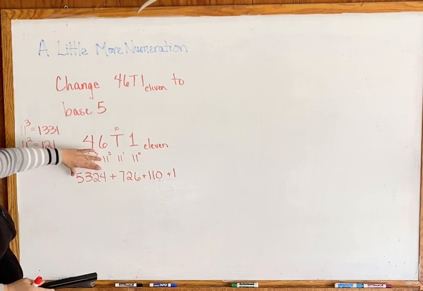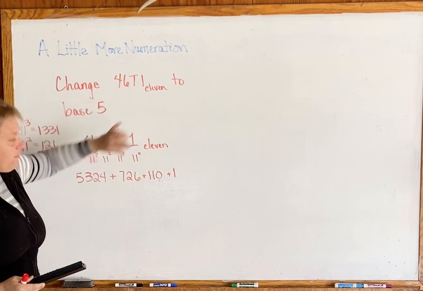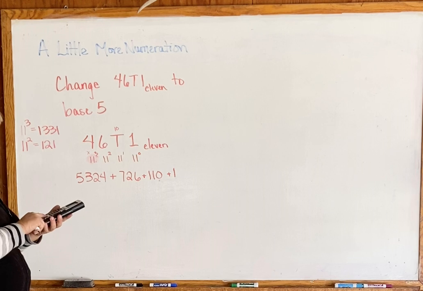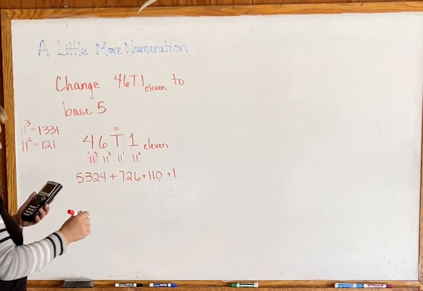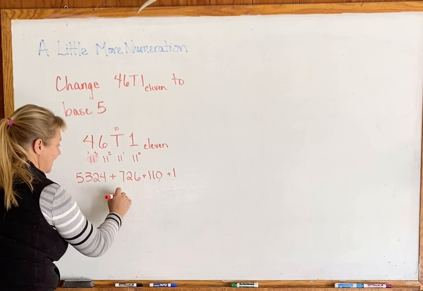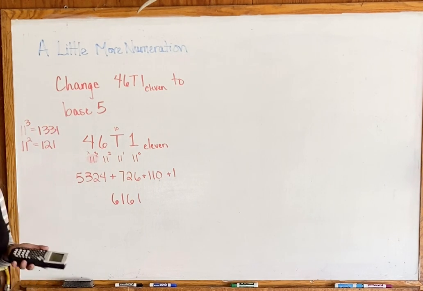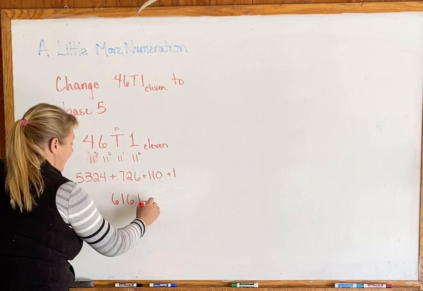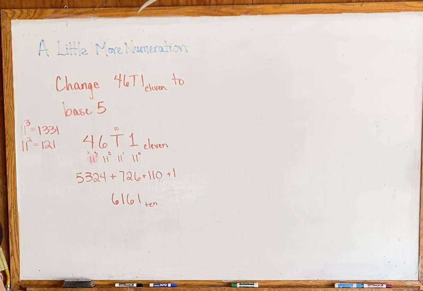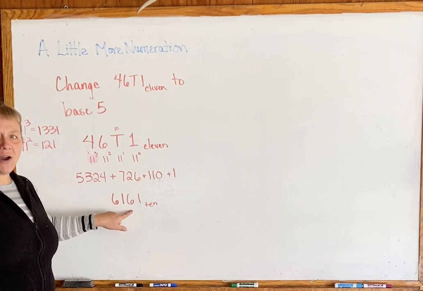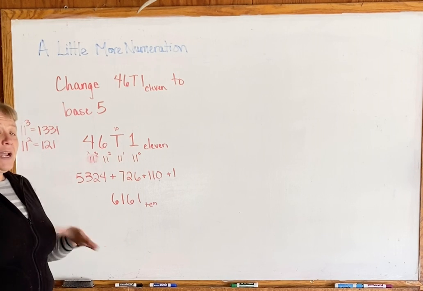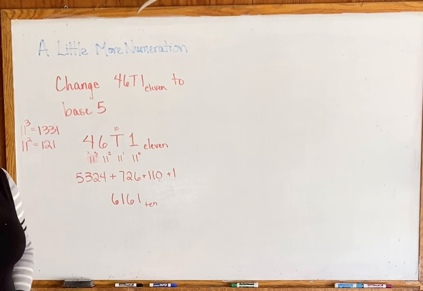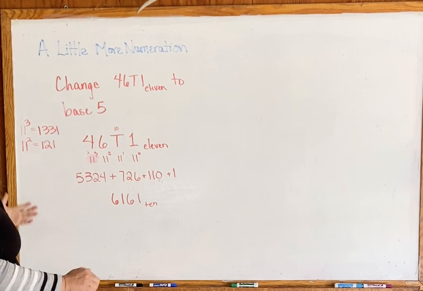So we expand out each part of the number, and then we add them all together: 5,324 plus 726 plus 110 plus 1. This is interesting, it ends up giving us 6,161, and this is in base 10. I always find it funny when I just make these things up how funny the numbers come out, and they end up with some weird pattern that we never would have expected, but there we go.